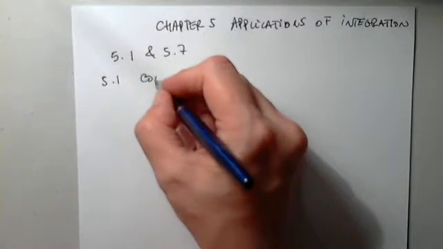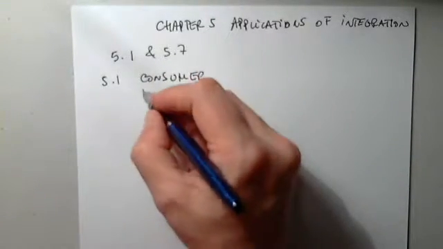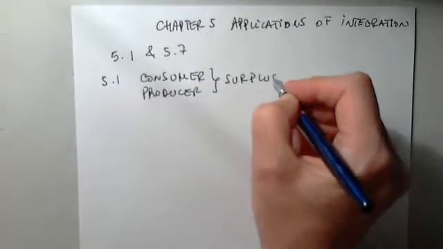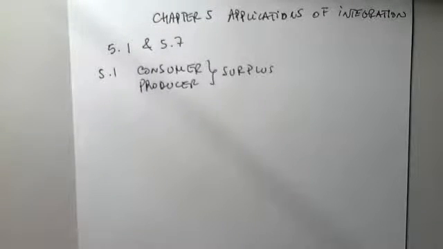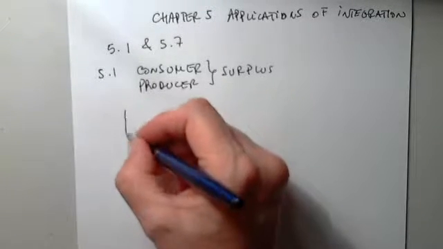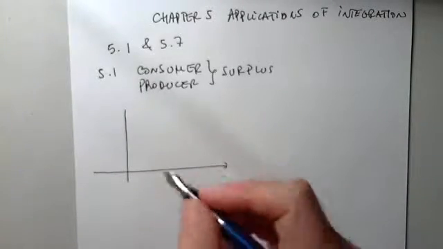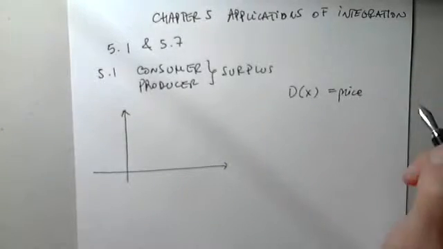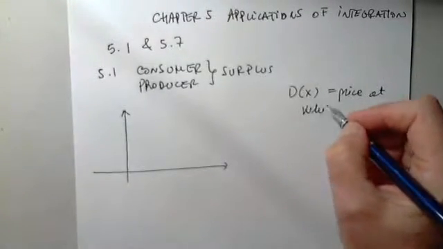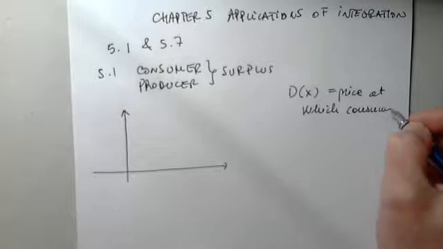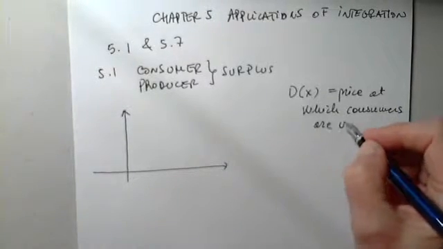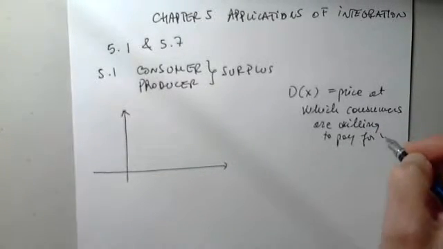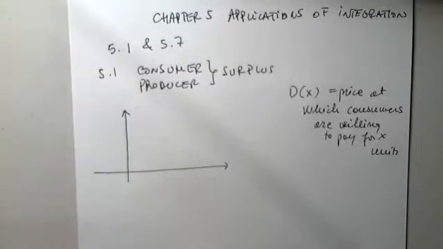we're looking at consumer and producer surplus. Let's look at the idea here. We're given two functions, d of x, which is the price at which consumers are willing to pay for x units. And it is a decreasing function.